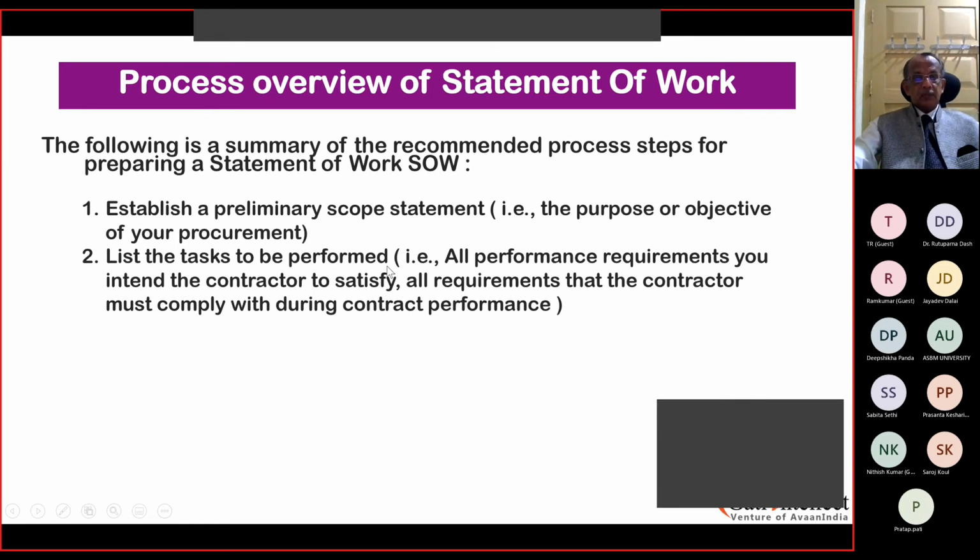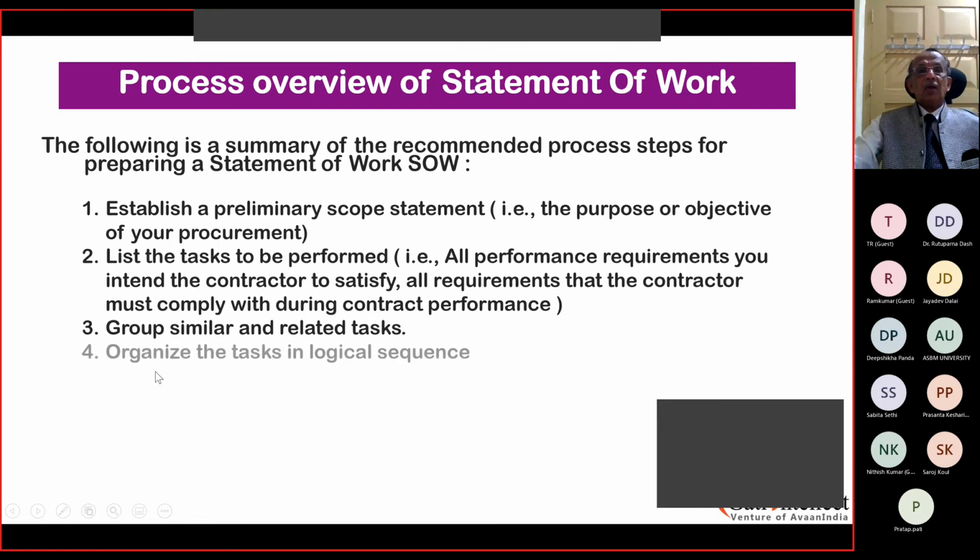What are all the tasks which should be carried out by different persons involved? All performance requirements you intend the contractor to satisfy, and all requirements that the contractor must comply with during the contract performance. So this is tasks to be performed. Then group similar and related tasks together and organize the tasks in logical sequence. When you are talking about processes, you should carry them out and incorporate them in a sequential manner.